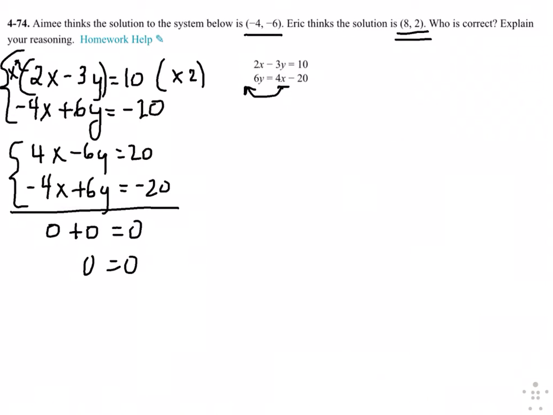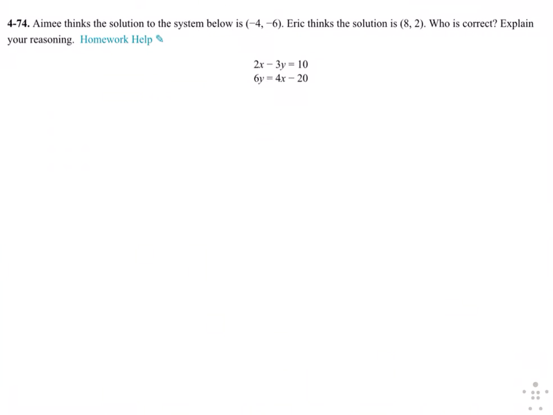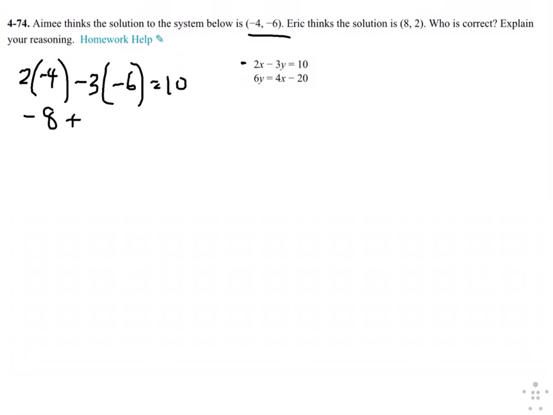So let's do that. Let's start to check the points. Let me erase what's on here to make some room, right? And let's start to try the points. So I'll try negative 4, negative 6 first. I'm trying the first equation. 2 times x, which is negative 4, minus 3 times negative 6 equals 10. So negative 8 plus 18 equals 10, which is correct. 10 equals 10.